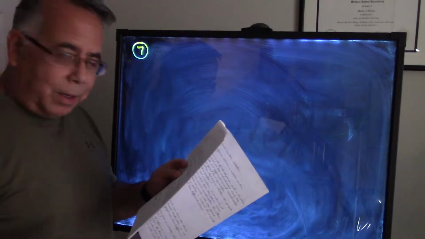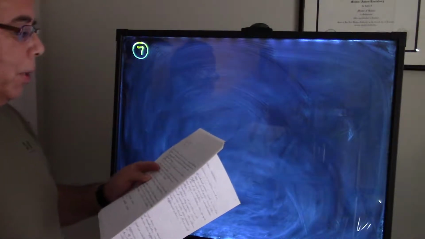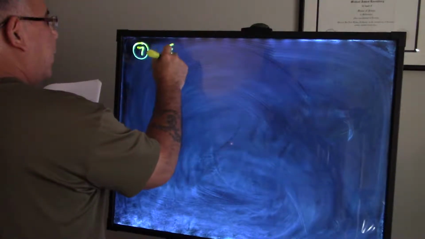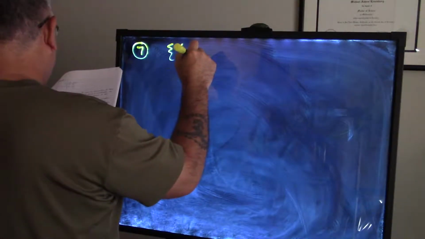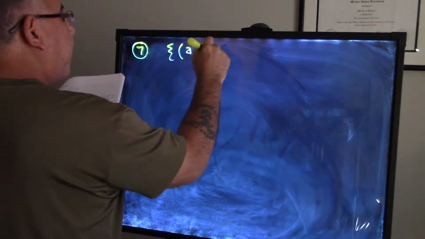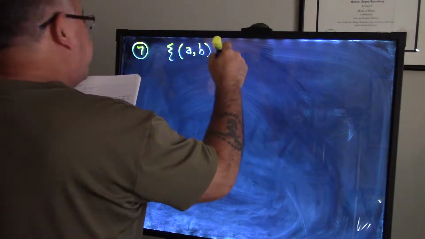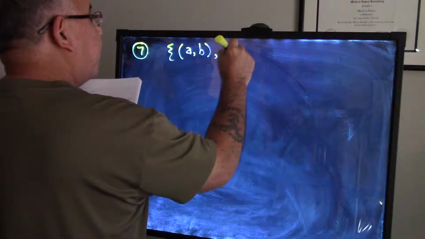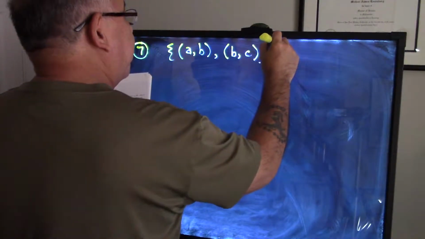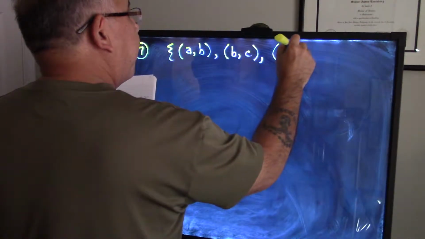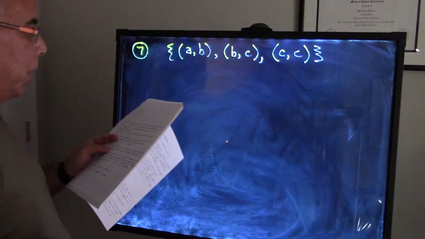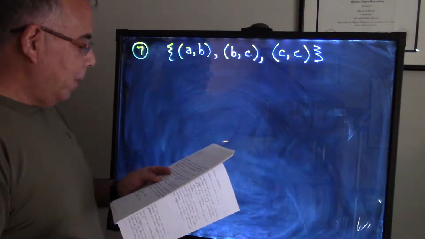Problem number 7. Determine whether the relation represents a function. So we have 3 points, A, B, B, C, and C, C. So there's our relation, consists of 3 points.